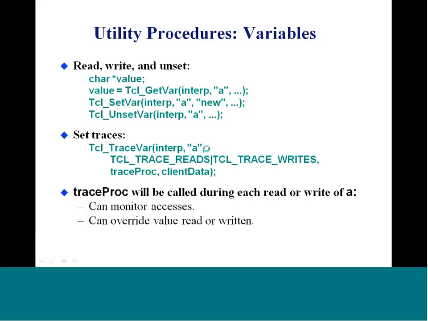So in utility procedures, what are variables essentially like? Basically they can be read, written or unset. So here is an example. We have a char value, value is Tcl_GetVar interpreter a something, and then Tcl_SetVar interpreter something, and then unset something else. So we can use get, set and unset, pretty much read, write and unset.